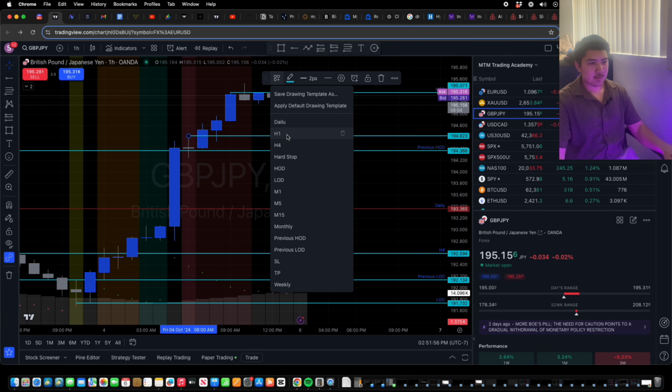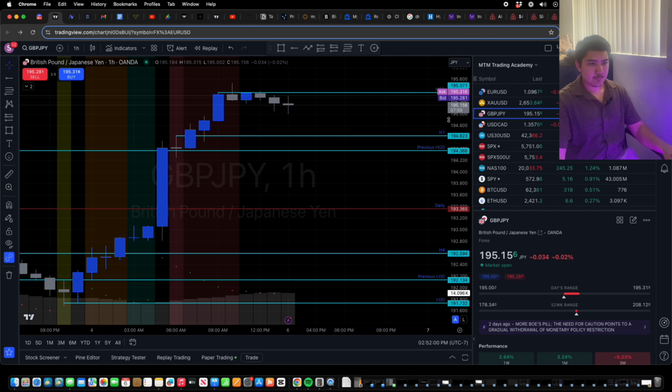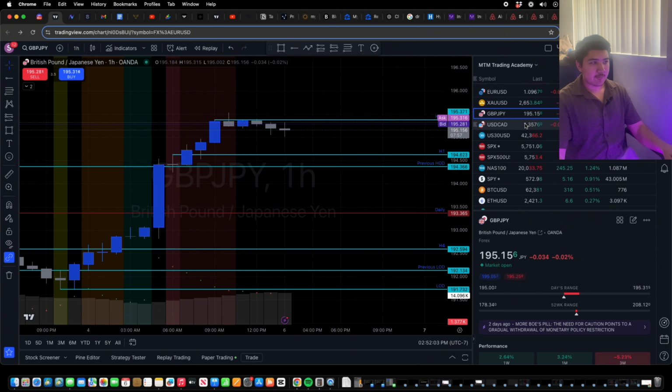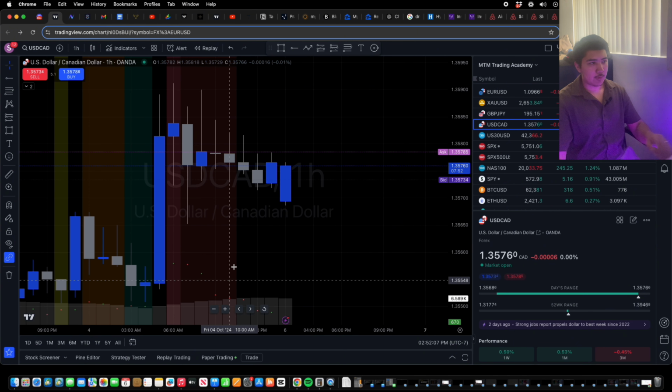So we have a 1 hour demand. See if we retest that during the London session. But definitely going to be looking at buys on GJ unless we start closing below these 4 hour demands.